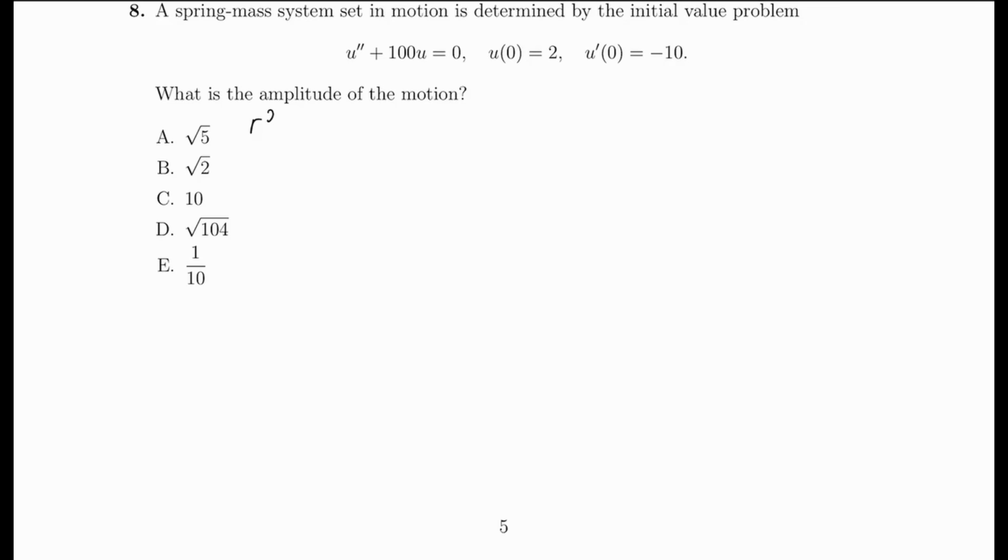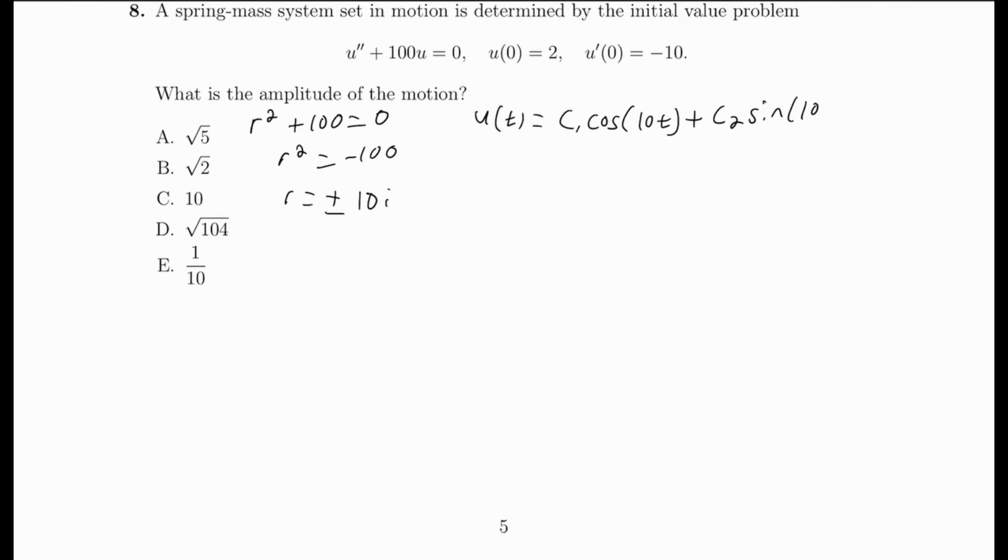So plugging in our characteristic equation, we'll get r squared plus 100 equals 0, r squared is equal to negative 100, and that gets us imaginary solutions of r is equal to positive or negative 10i. When we have imaginary solutions in this form, we'll write our general solution as u of t is equal to c1 cosine 10t plus c2 sine 10t.